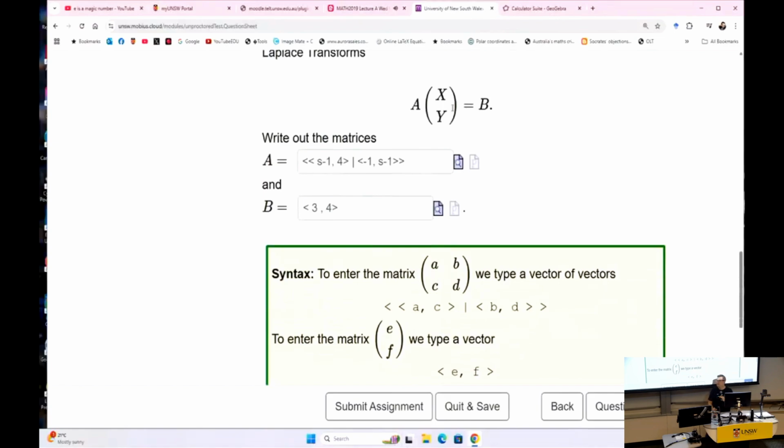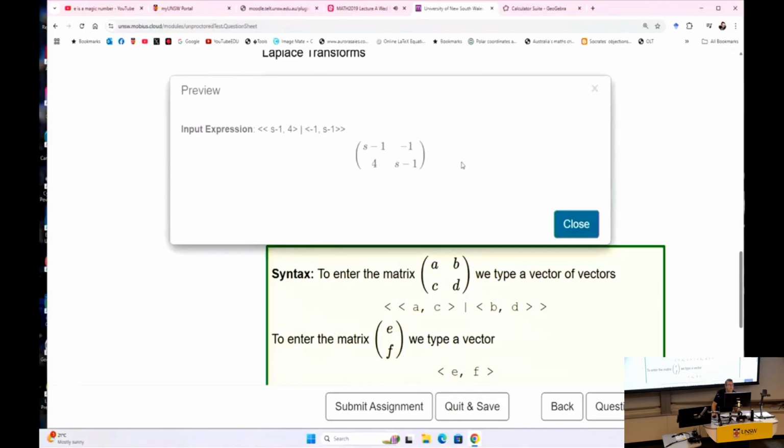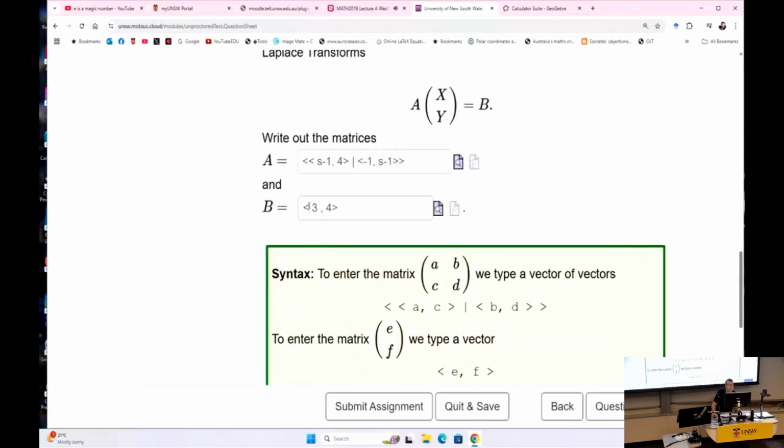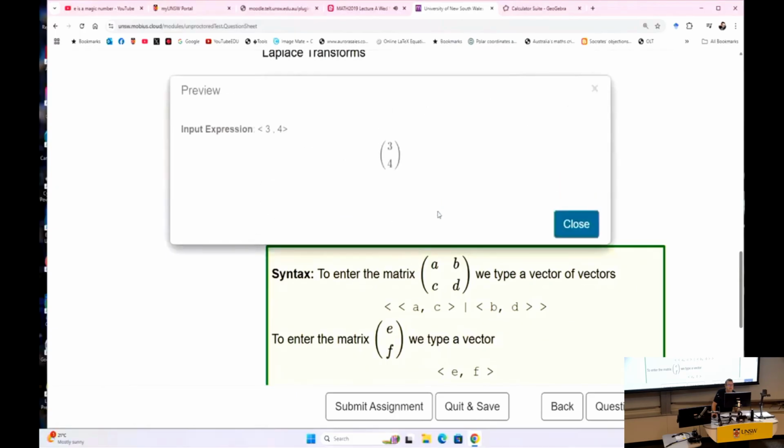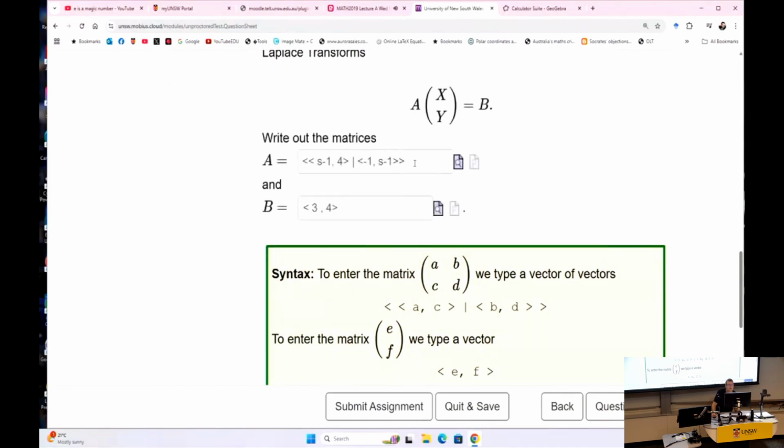As usual, I can't remember what the syntax is, so there are some guidelines. So over here, let's have a look. Will the preview give it to me? It will. Okay. So that's going to be your matrix A. It depends on S, but that's okay. And this is going to be your matrix B. Okay, so there it is.